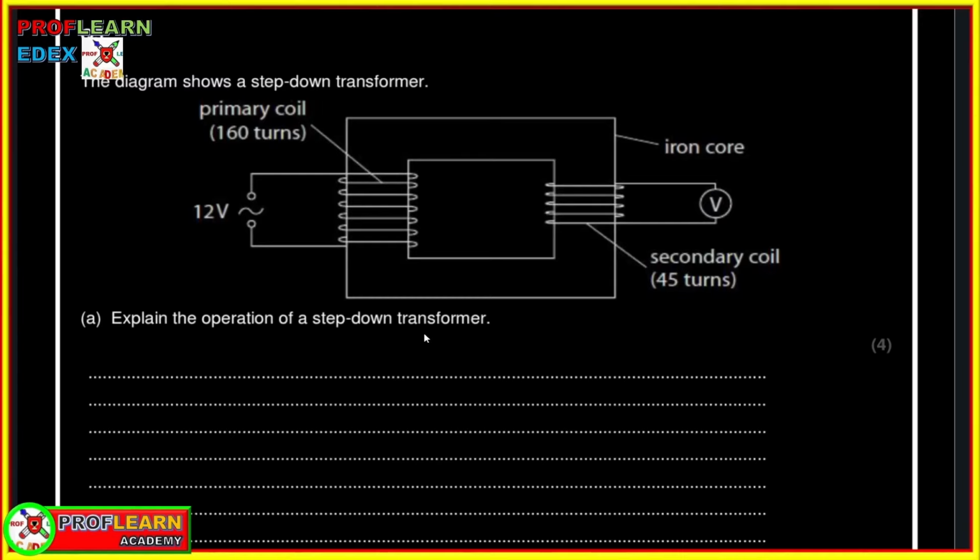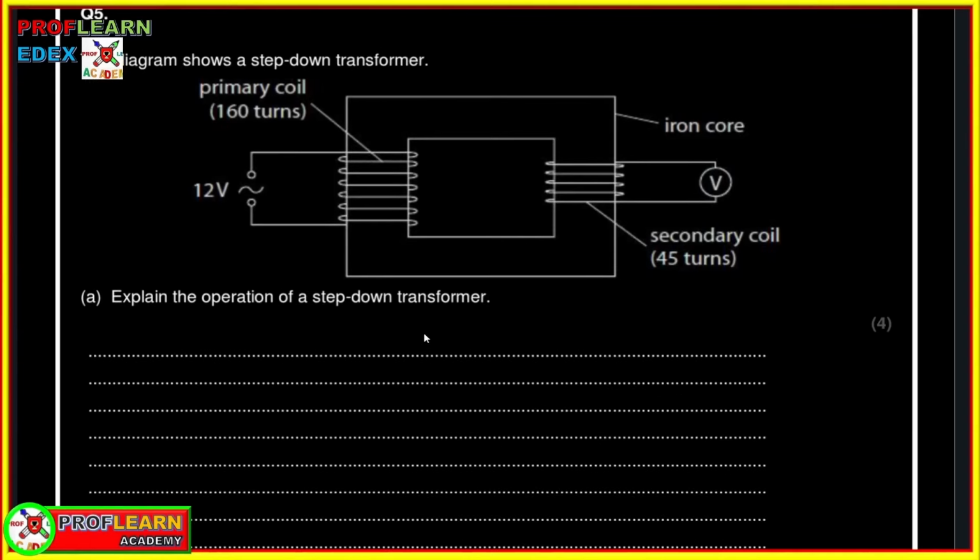So we are supposed to explain the operation of a step-down transformer. You need to understand first that a step-down transformer is a type of transformer which has fewer turns in the secondary coil than in the primary coil. And what is it used for? A step-down transformer is used to reduce voltage. Meaning that if you have fewer turns in the secondary coil, less voltage is going to be induced.